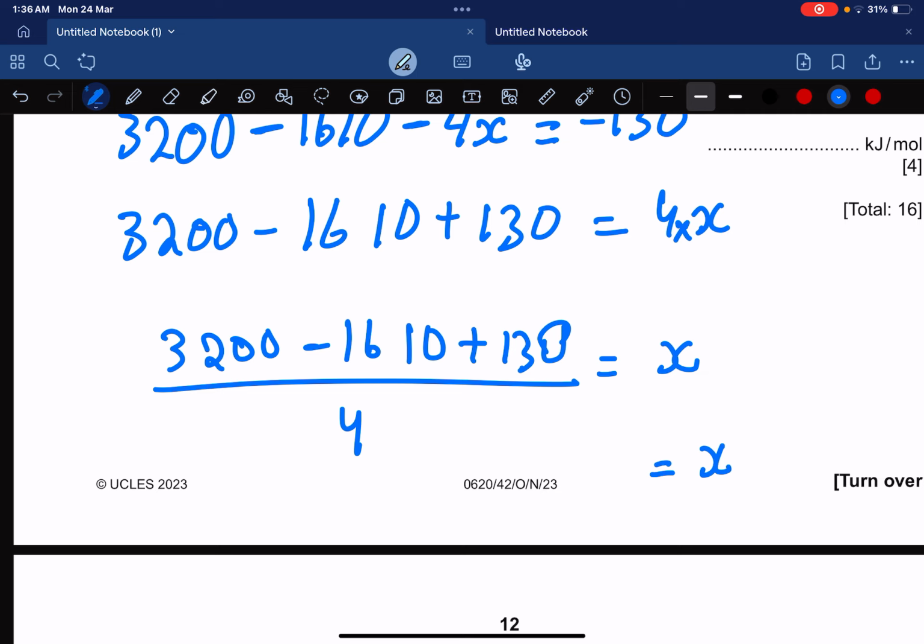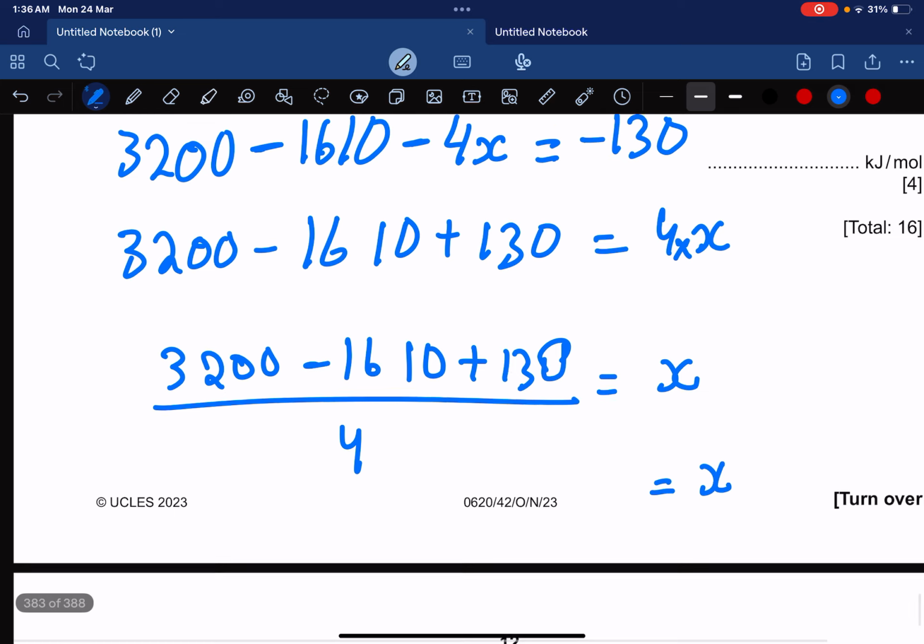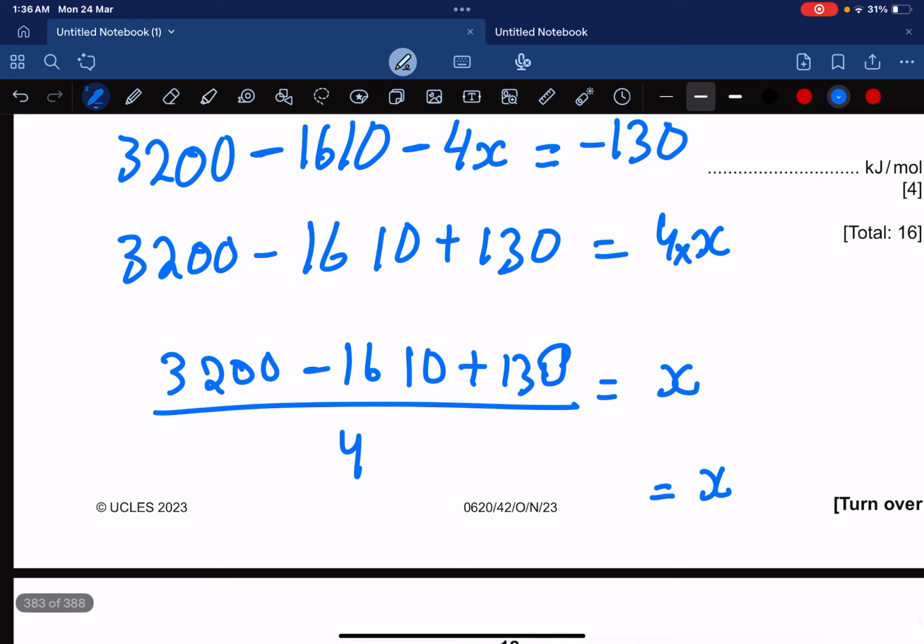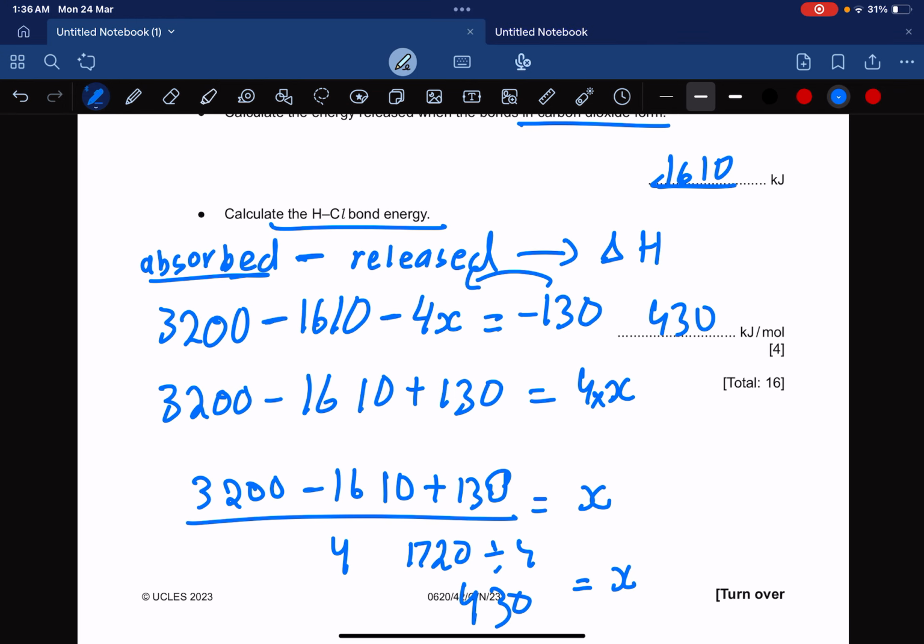1300 minus 1610 minus इधर जाके माइनस होना था ना, अच्छा नहीं इधर जाके प्लस ही होना था, plus 130 will give you 1720, and when you divide 1720 by 4, that's going to give you 430. So your answer is going to be 430. That was simple and easy.